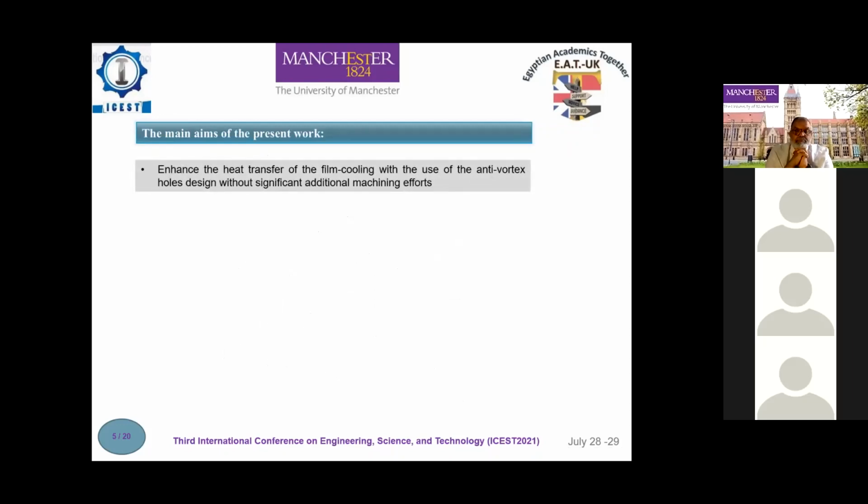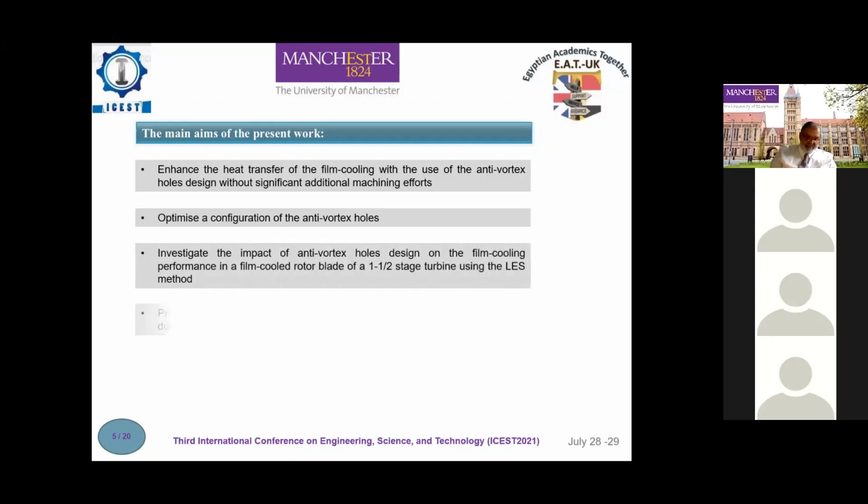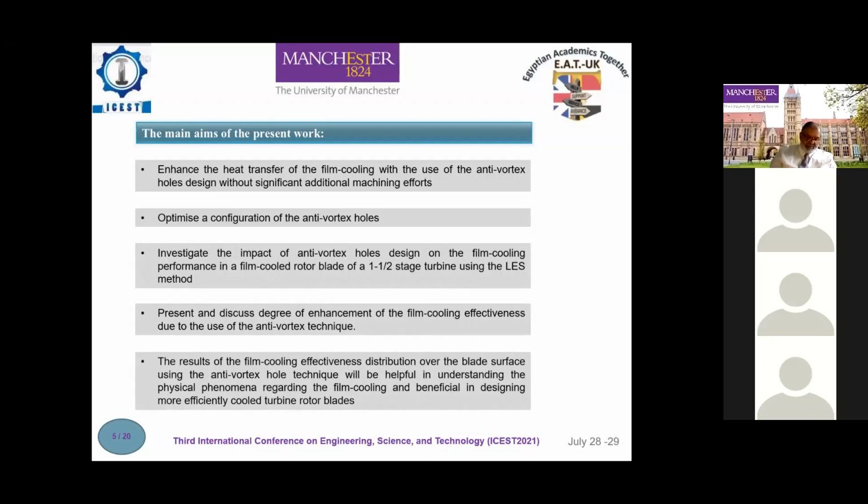So why are we doing this work? There are many reasons for doing it. Enhancing the heat transfer of the film cooling with the use of the anti-vortex hole design without significant additional machining effort. Optimize a configuration of the anti-vortex hole. Investigate the impact of the anti-vortex hole design on actual gas turbine blade, and this new design will be helpful in understanding the physics phenomena regarding the film cooling and beneficial in designing more efficiently cooled turbine blades.